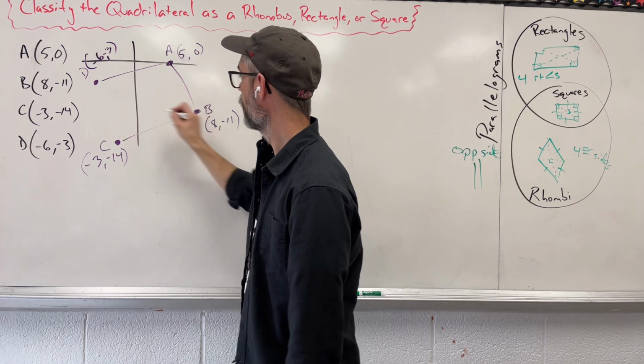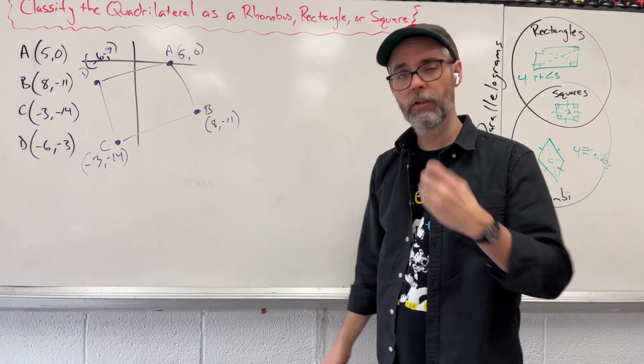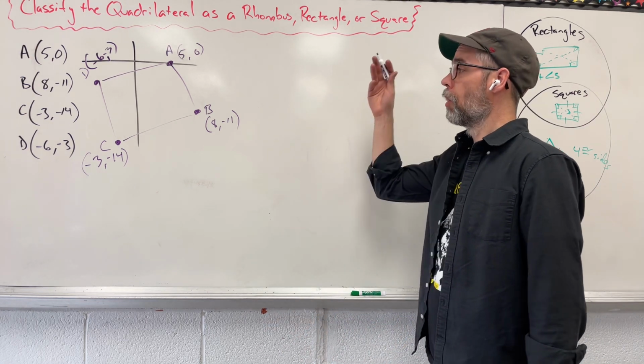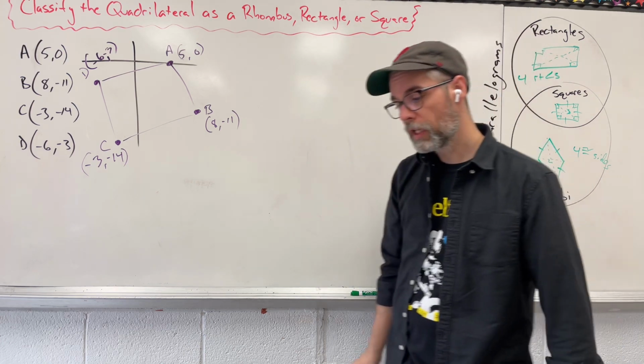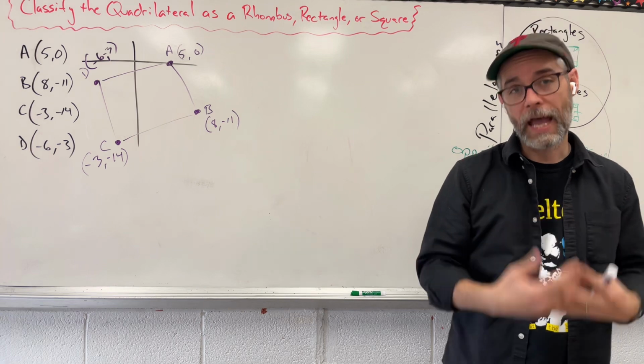And if we were to connect them, who knows? That could be a rectangle. That could be a square. That could just be a regular four-sided figure. Who knows? Let's try and figure it out. So we need to use the distance formula. We're going to focus on the diagonals.